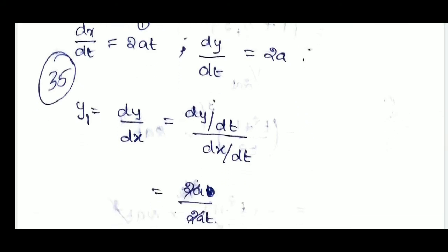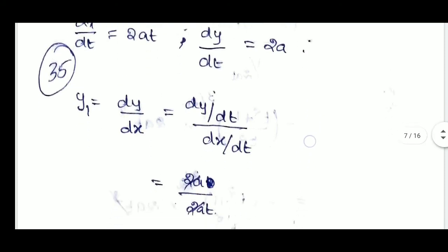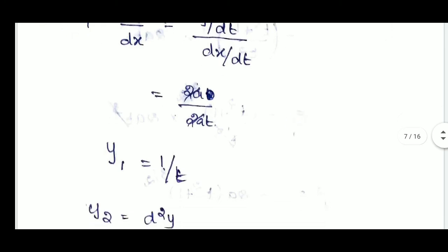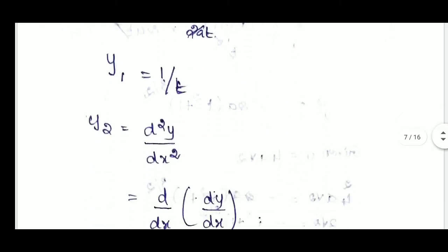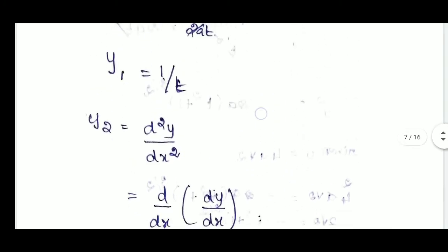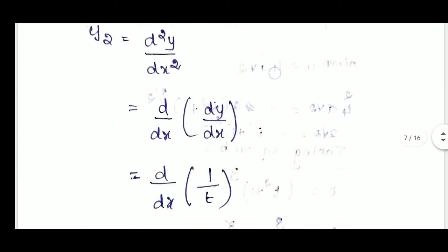The first differentiation is denoted by y1, which we can write as dy by dx. dy by dx can be written as dy by dt by dx by dt. The value of dy by dt is 2a, the value of dx by dt is 2at. So 2a gets cancelled, and we get y1 equals 1 by t. We denote the second differentiation y2 equals d square y by dx square. This can be written as d by dx of dy by dx, where the value of dy by dx is y1, that is 1 by t.